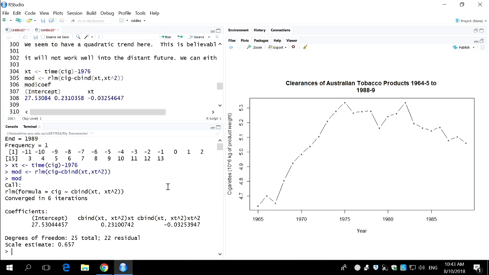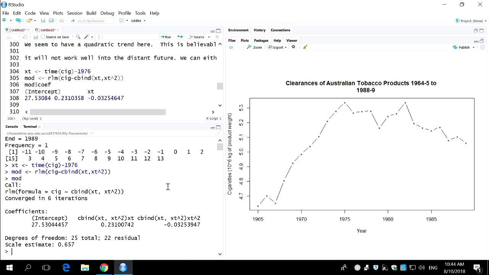Okay, there's my model so far. The intercept is 27, the coefficient of time is 0.23, and the coefficient of time squared is minus 0.032. So that's the model that I fit. By the way, we never talk about the intercept, but we probably should. The intercept is the predicted cigarette sales in the year 0.